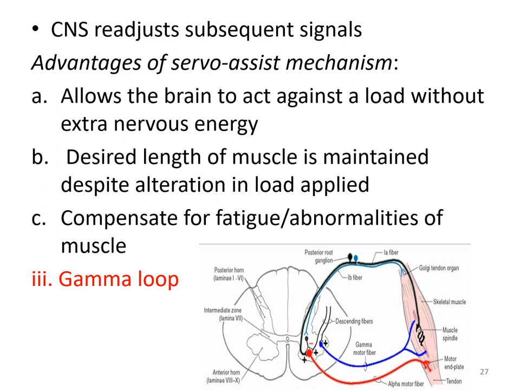It allows the brain to cause a muscle contraction and act against a load without the nervous system using much of the extra nervous energy, because most of the energy is being provided by the spindle reflex. Then secondly, the desired length of the muscle can be maintained even when the load is increased or decreased between successive contractions. It would make the length of the contraction less load sensitive.